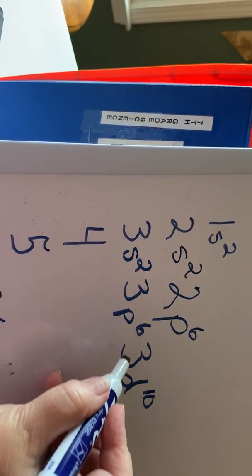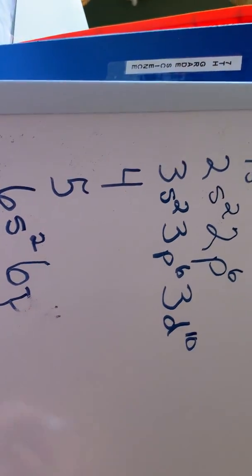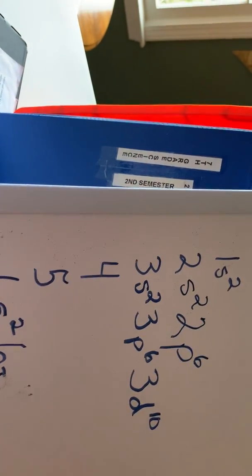2 plus 6 is 8. 8 plus 10 is 18. That level is full. I can't go any farther there. So I need to go down to level 4.